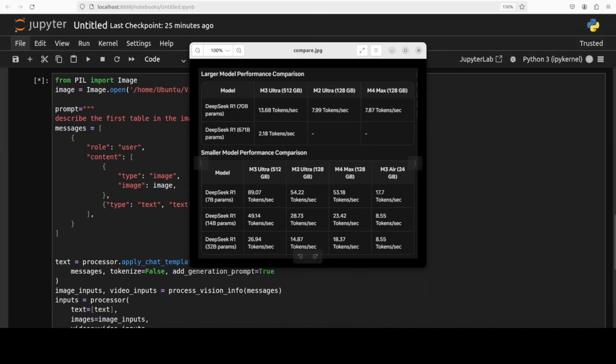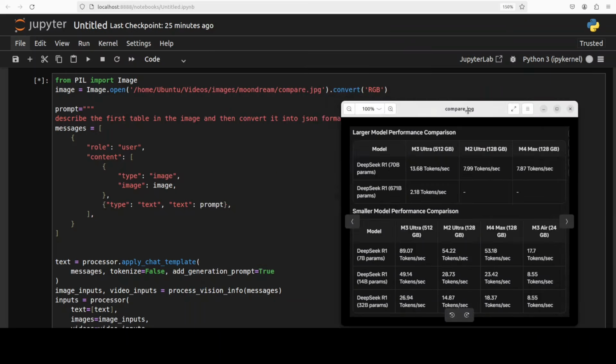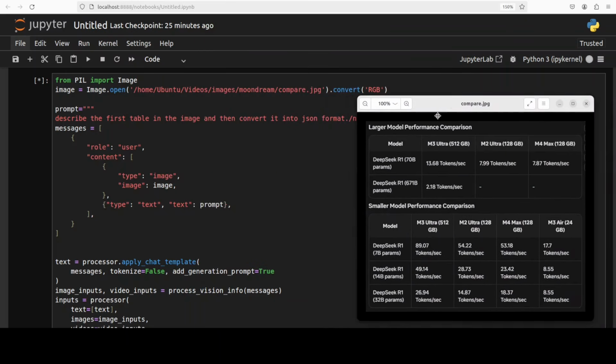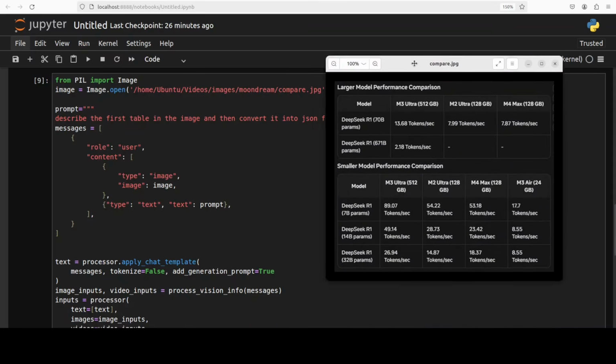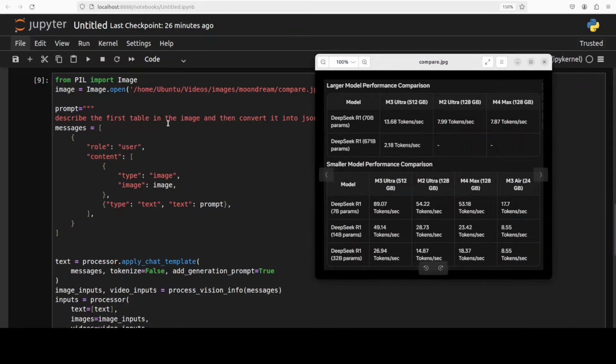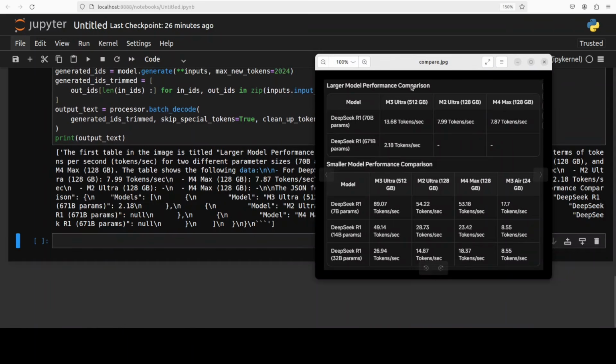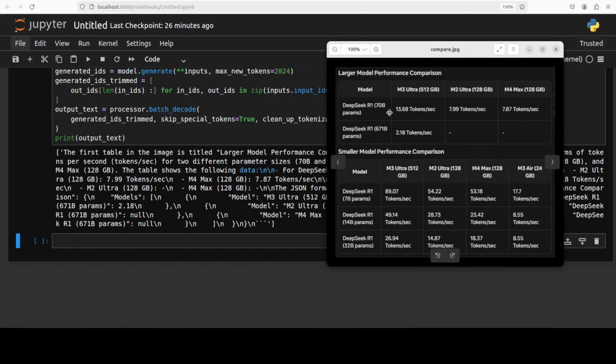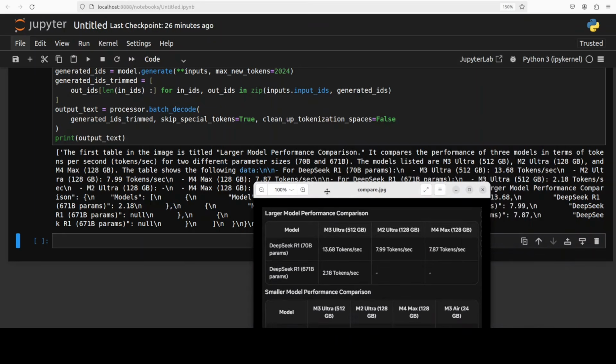Now let's check out the tabular data and if it can do the structured one. So I'm asking it to describe the first table in the image, there are two, and then convert it into JSON format. And it has done doing it. Let's check it out. So yes, it has given the correct title of that table, and then it is telling me what exactly it is doing. It says it is comparing the performance of 3 models in terms of tokens.